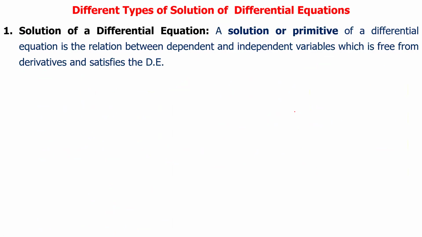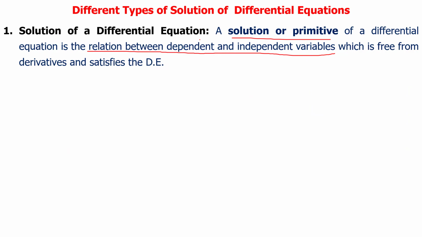Let us go to the next topic. What are the different types of solutions of differential equations? So the first thing is called the solution of a differential equation. A solution or primitive of a differential equation is the relation between dependent and independent variables which is free from derivatives and satisfies the differential equation. So this is called the solution of a differential equation.